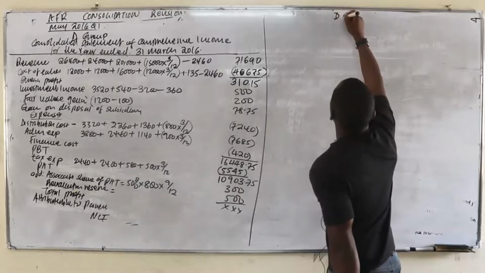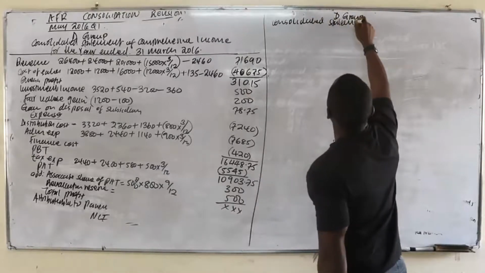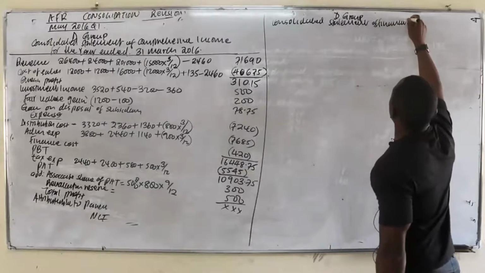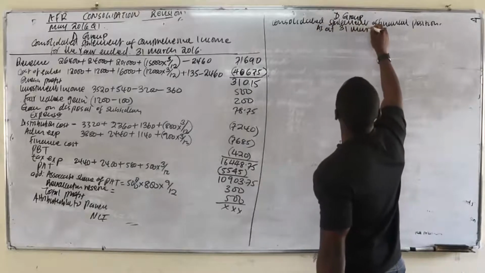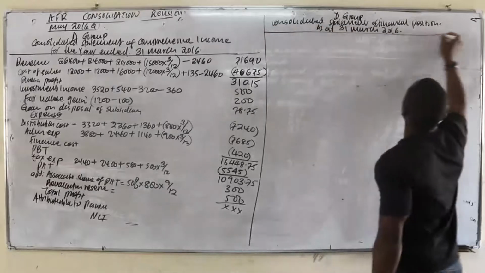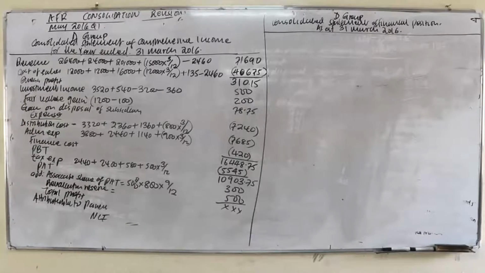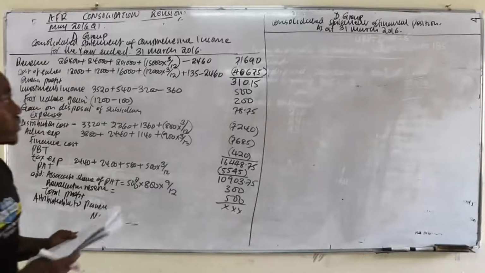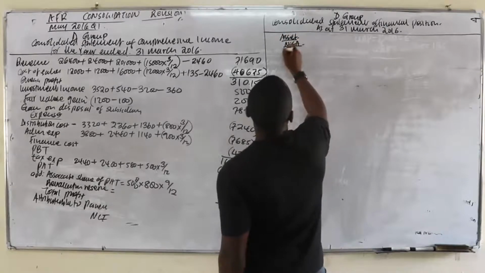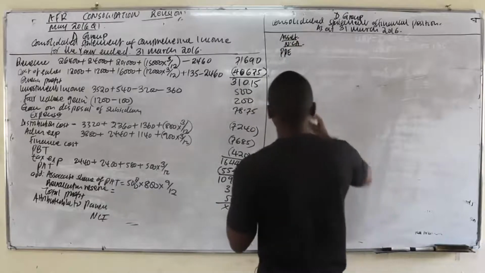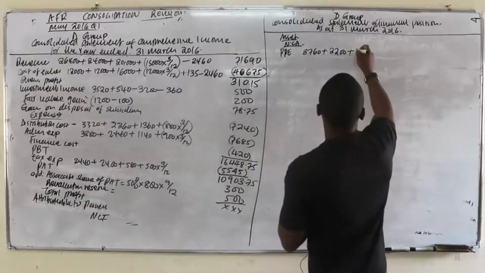That's D Limited or D Group. Consolidated statement of financial position as at 31st March 2016. What do you have to the balance sheet? PPE, right? How much is the value of the PPE? Yeah, assets, non-current assets, we have PPE. To the PPE we have 8760, you add 2200, you add 4500, you add.